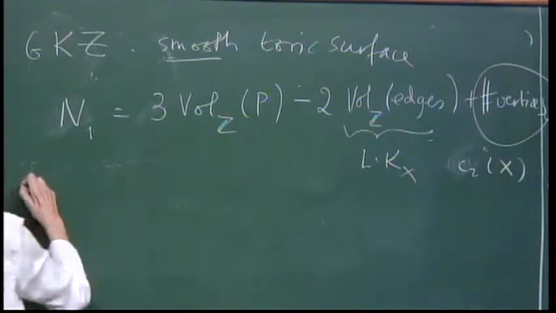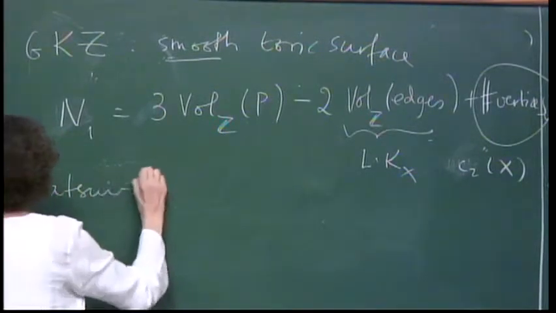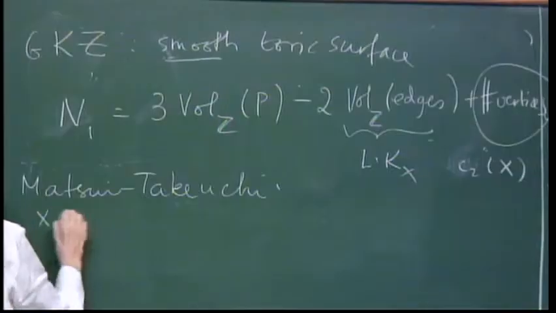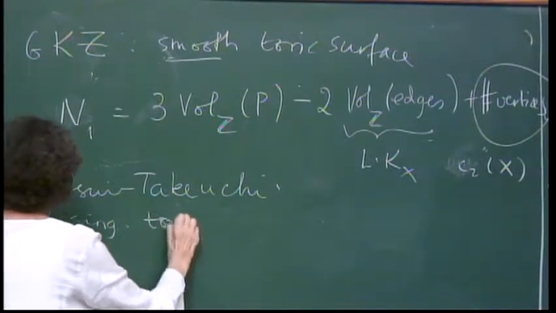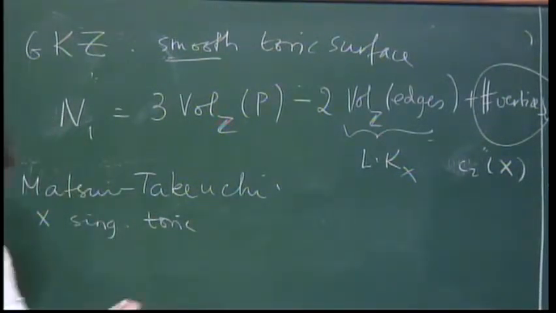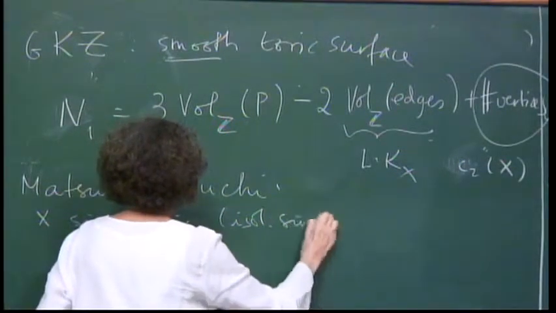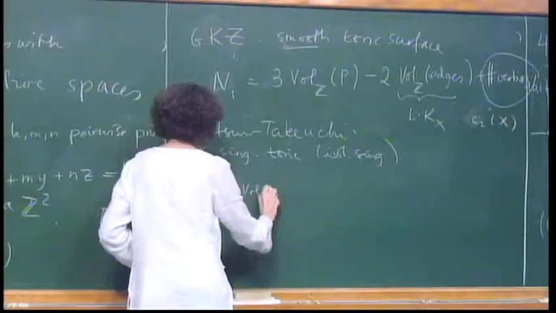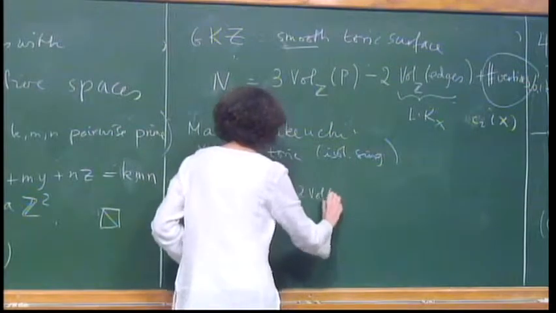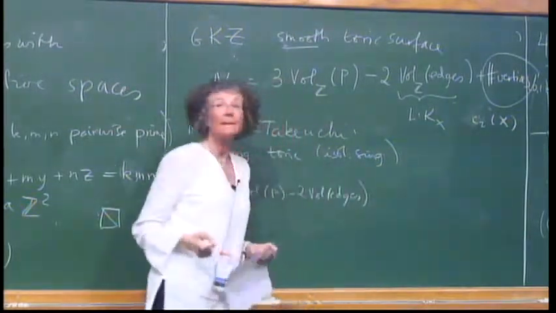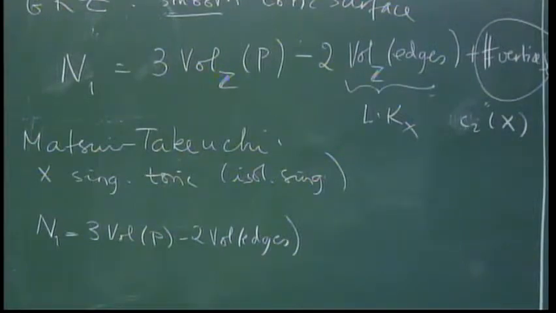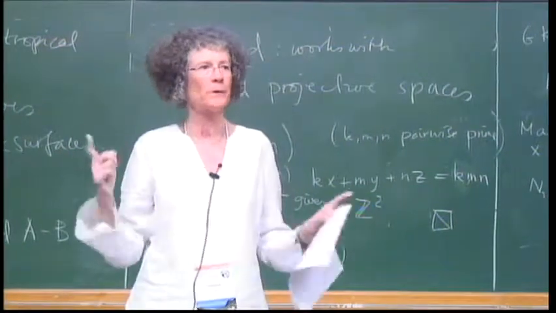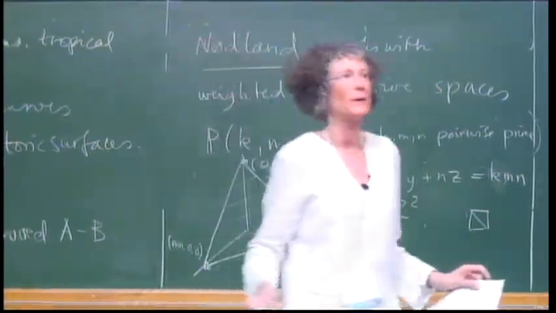Now, this was generalized by Matsui and Takeuchi. So X could now be singular toric. And let's just assume isolated singularities. And then you get the same 3 times the volume minus 2 times the volume of edges. And instead of just counting the vertices, you count the vertices with a weight. And the weight is the local Euler obstruction at the point. And I'm sorry, I'm not going to have time to say anything about the local Euler obstruction.